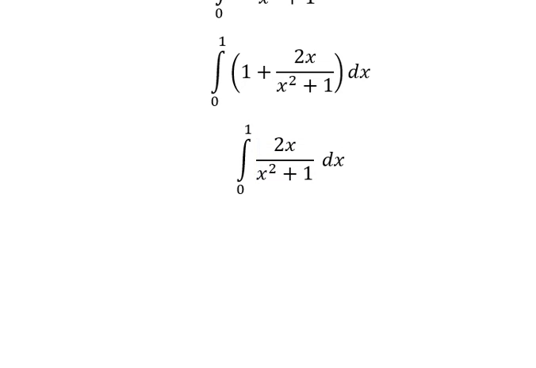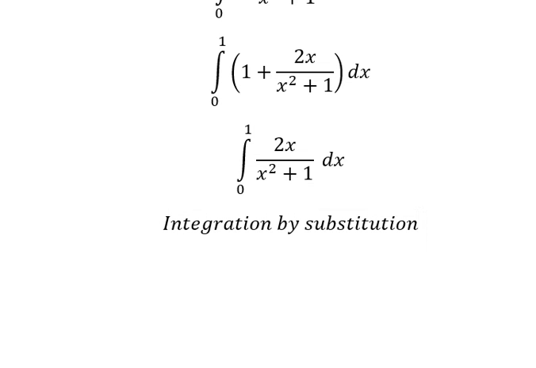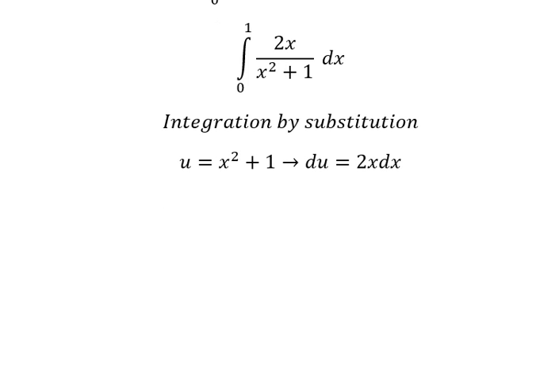So we need to use integration by substitution. So I will put u equals x squared plus 1. After that, we need to first take the derivative of both sides, and we have 2x dx. This one, that is the constant, so you get 0. Next, we need to change the bounds.